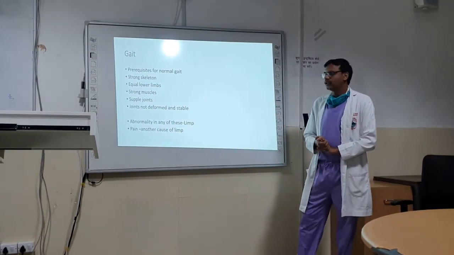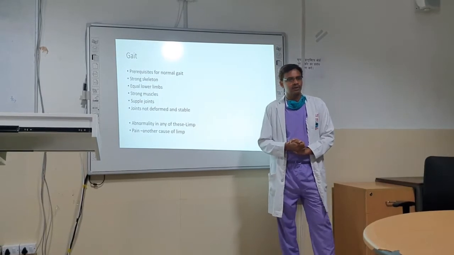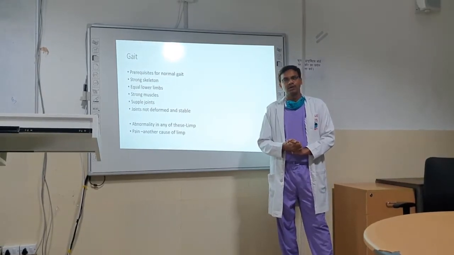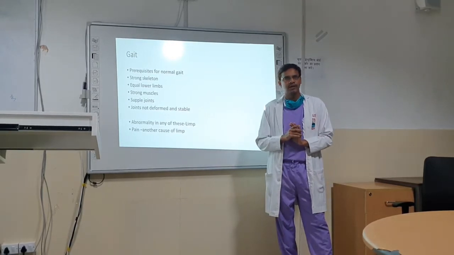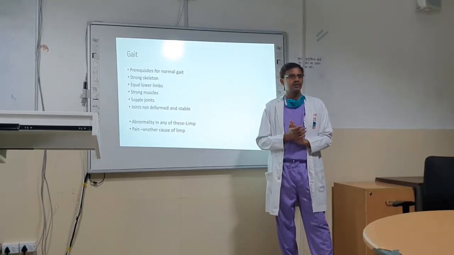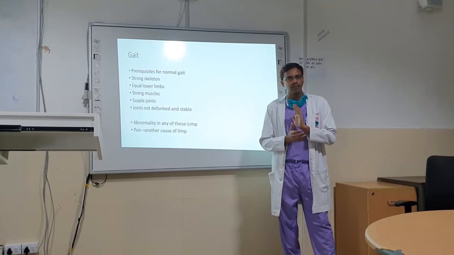The second is equal lower limbs, very important. The length of both the lower limbs should be equal, and both should be parallel to each other for a normal gait to happen.